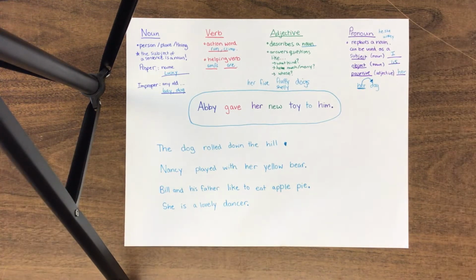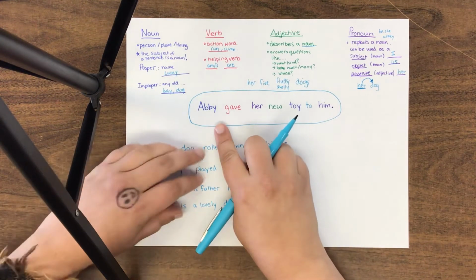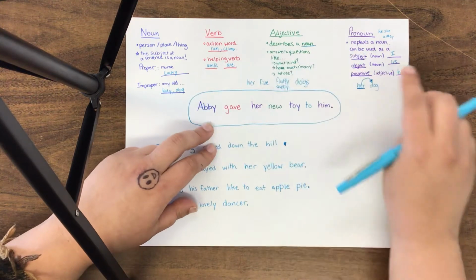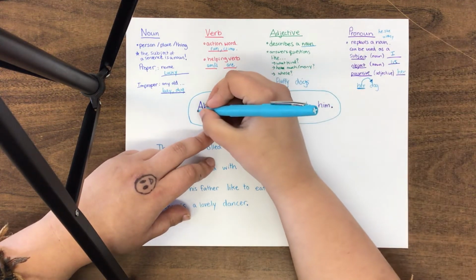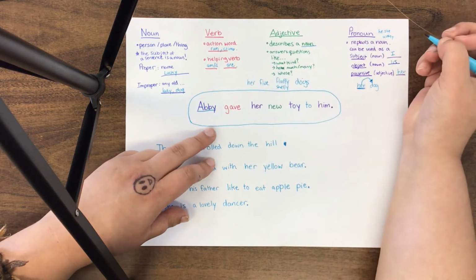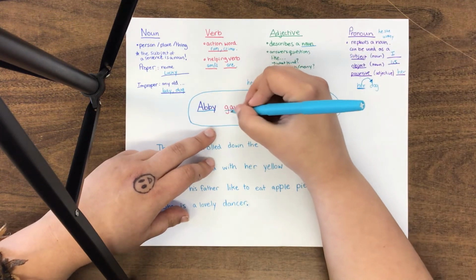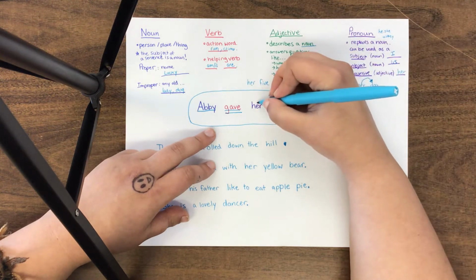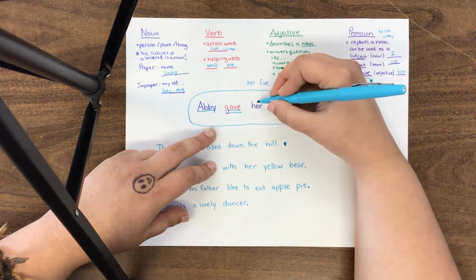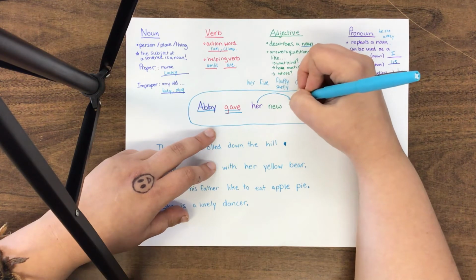So let's just review all together. Here is a sentence below. It has all 4 of these different types of things in it. It has Abby, which is a noun. It's also the subject of our sentence. Gave would be the verb of the sentence. Abby gave her new toy. Her is describing toy, and new is also describing toy.